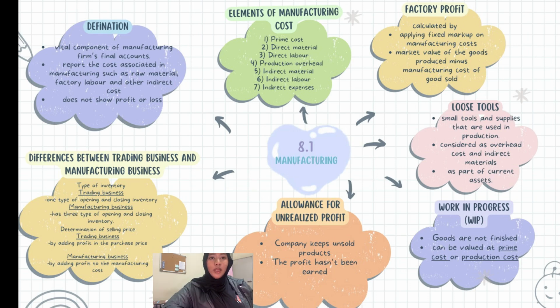So the next one is indirect labor. Indirect labor is a worker that is not involved in the production process, but they are needed in the factory to operate. For example, managers, supervisors, and maintenance workers. So the last one is indirect expense. Indirect expense is an expense that is incurred during the production process, but it is not related to the product. For example, factory rent, utility, depreciation on equipment, and also insurance. So that is all the elements of manufacturing cost.